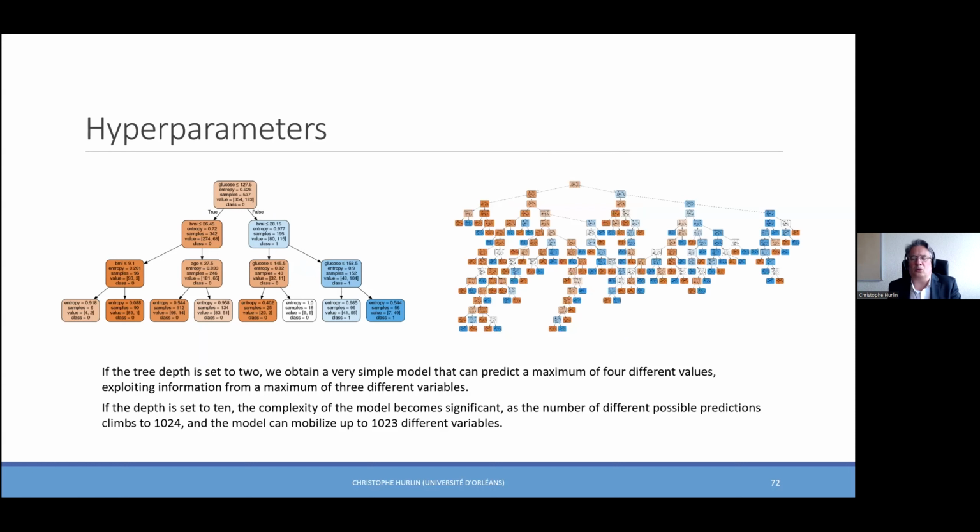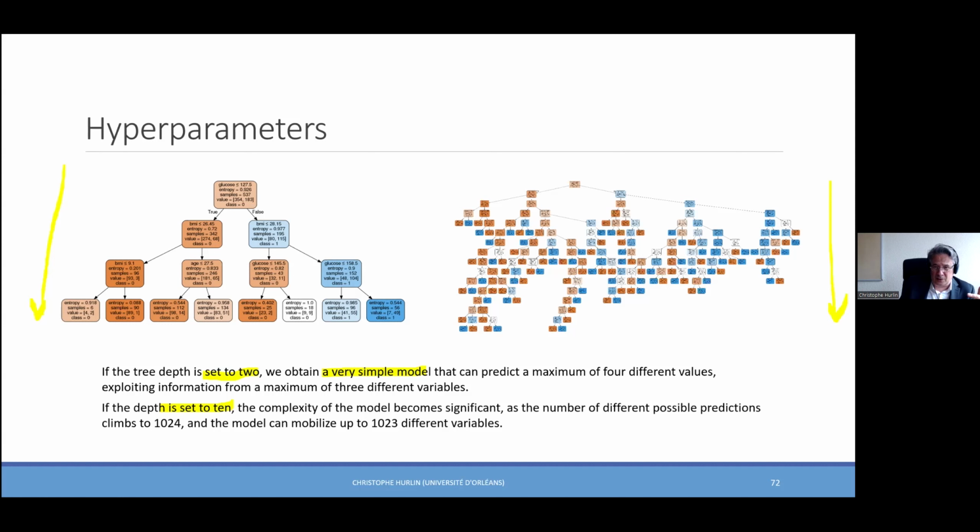So maybe you don't know what a decision tree is, but this is a representation of a decision tree, whether a classification or regression tree. On the left, we have a tree with the depth set to 2, and we have a very simple model. And on the right, we have a model with the depth set to 10. I can explain tomorrow the link between the depth of the tree and the complexity.